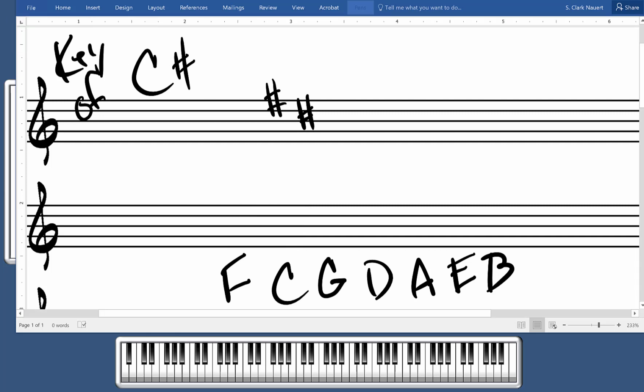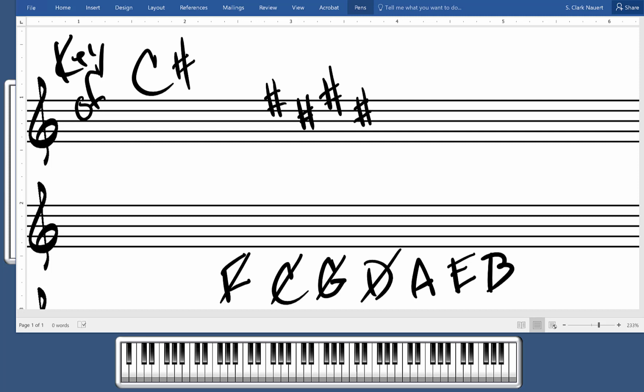Next we have G sharp. The G will go on the space above the staff. So we got F, we got C, we got G. 3 down, 4 more to go. D is next. The D sharp will go on the 4th line, 4th line from the bottom. Got that one out of the way.